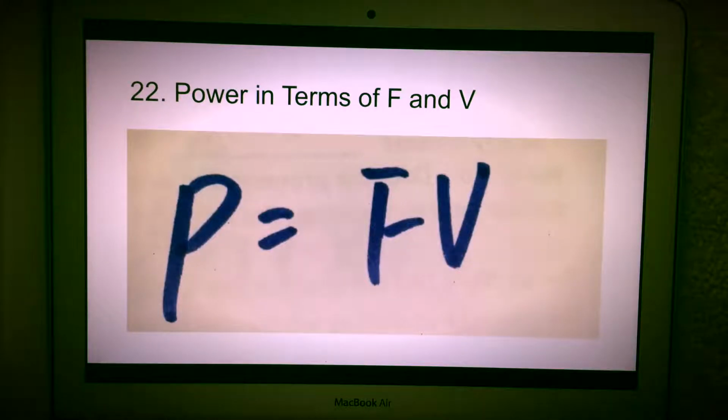Number 22, power in terms of F and V. P equals FV. F is the force and V is the moving velocity of the particle. So we need to know that.